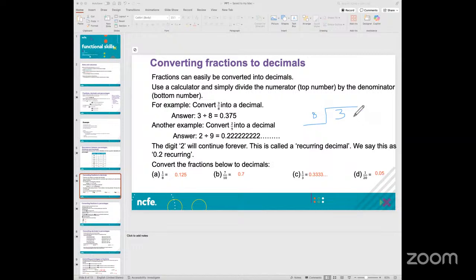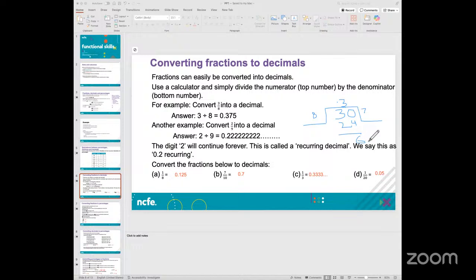Now, because 3 is smaller than 8 and we cannot start, what we do is first put a point here, because I need to add a 0. So the moment you put a point, because you want to see whether this is divisible or not, first put a point and bring a 0 here. So 8 3s are 24. So I'll put 3 here. So 24. Okay, take away 24 from 30, that is 6.